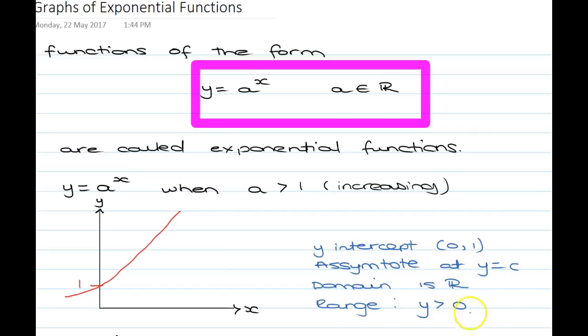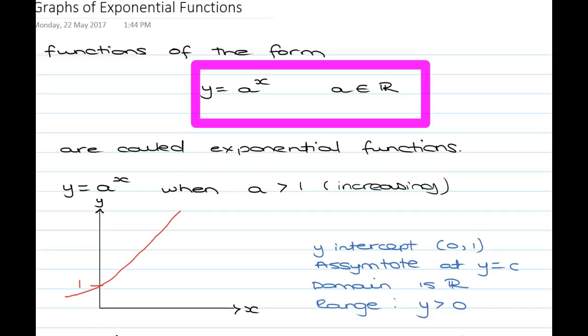The domain and the range are values. The domain are all the x values that work for this function, and R is a symbol that we use for real numbers. So all the real numbers that we understand will work for this function. The range, and that's all the y values that work for this function, so currently this is only above 0, and I'll show you why in a second.